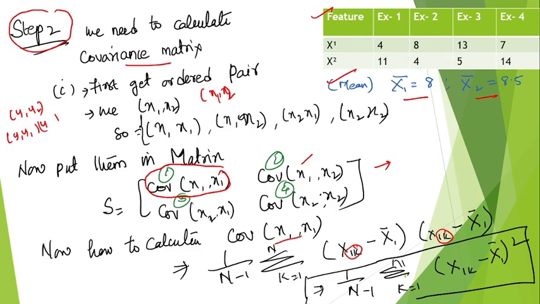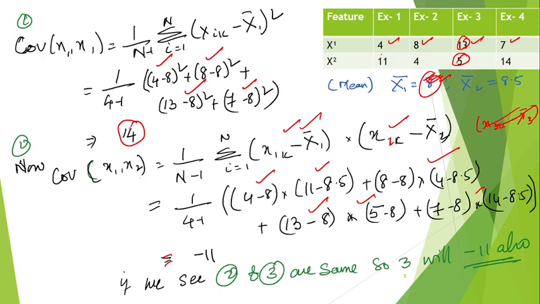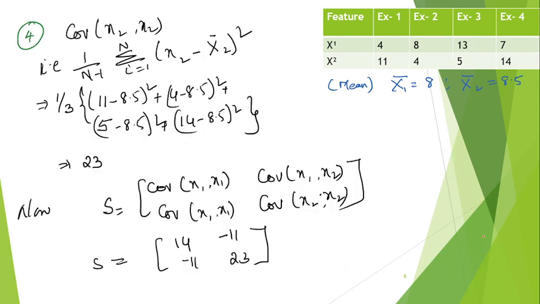Now let's move on to the other one. We have x1, x2, and what is this? x2, x1. These both are the same. So move on to here. We have 2 and 3, same, and it will be minus 11. Correct? Now let's move on to the other slide.